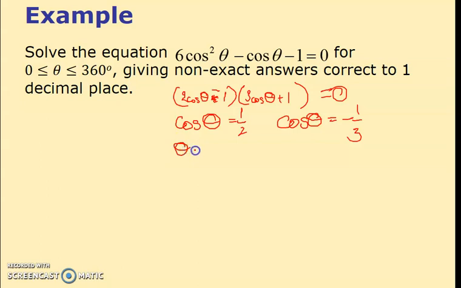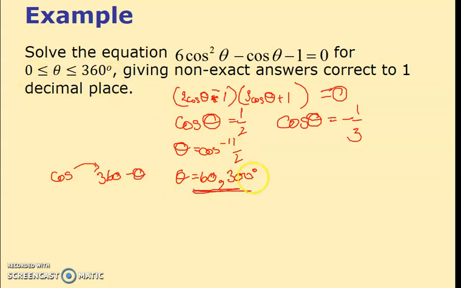This one, theta is the inverse cos of a half. So let's do that now. Inverse cos of a half, which gives me a very nice theta is 60 degrees. And remember, as soon as you get one solution for cos, I've got to do 360 minus my solution. So in this case, I get 300 degrees. And it's between 0 and 360, so keep checking those kind of things.